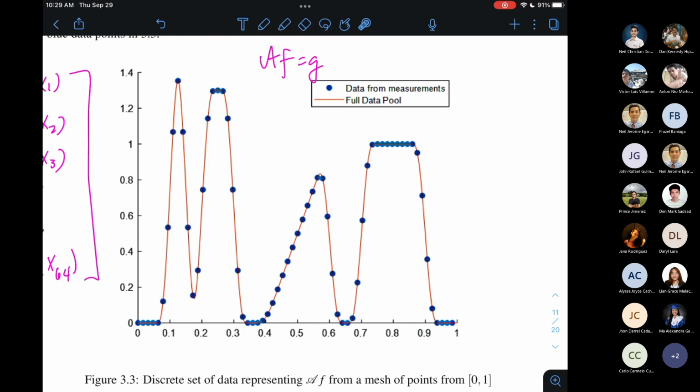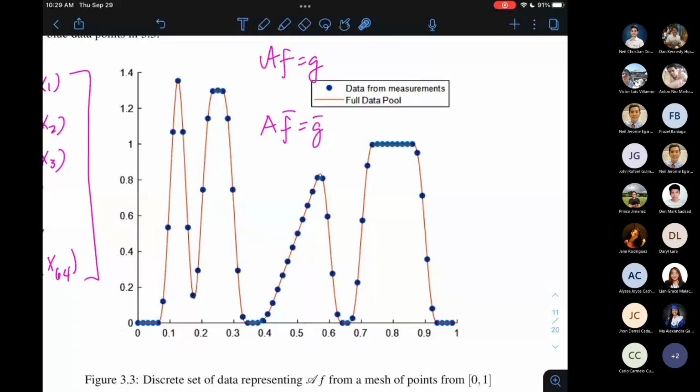Pero ngayon, dahil discrete na lang yung ating model, finite na lang siya in a sense that computers can work with it. So, sinusolve na lang natin ay yung linear system na AF bar equals G bar. So, ang data na lang natin dito sa discrete model ay si G bar. Si G bar ay set ng mga function values ni G on the interval 0, 1. And in our case, sila yung mga blue dots na nakikita nyo rito.